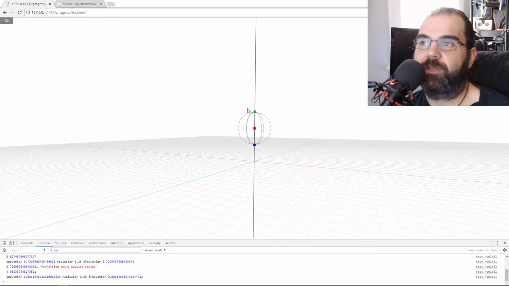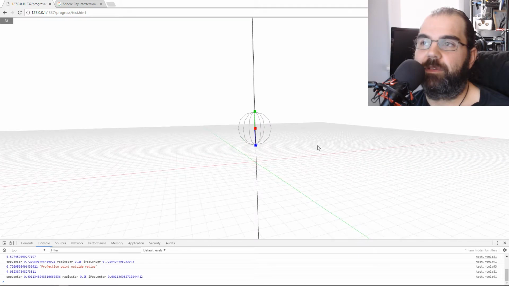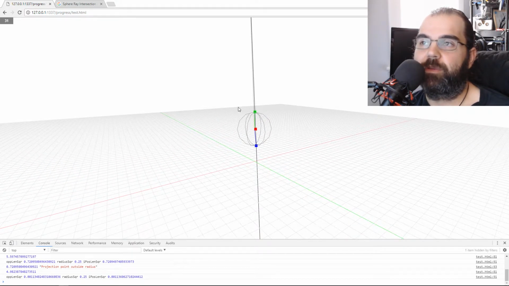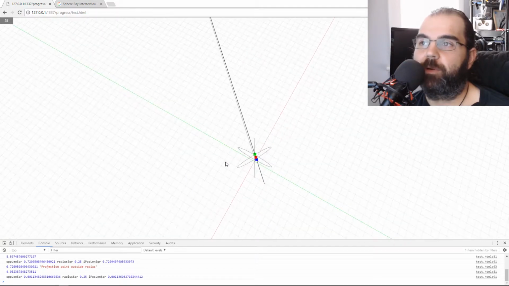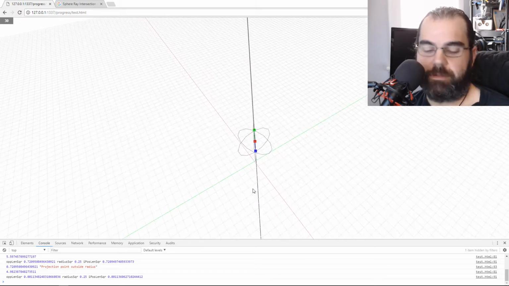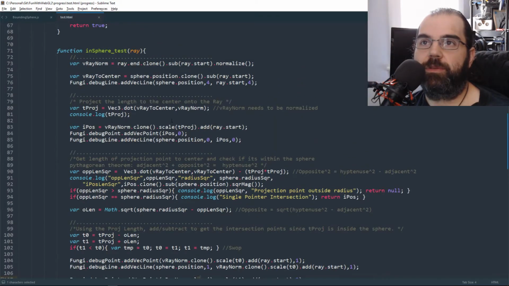And even this still works, even though it's almost perfectly a circle. Or it goes right through the north and south polar things. And that's it. And that is how you do a sphere intersection.